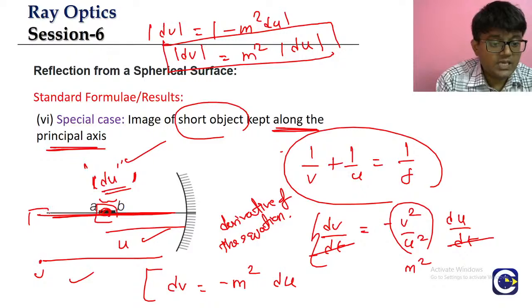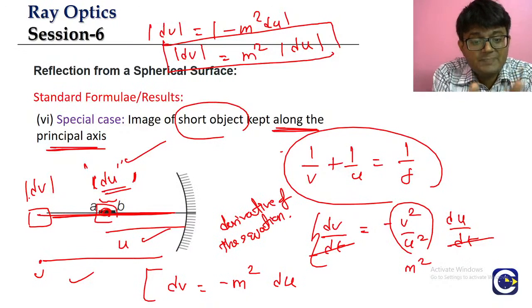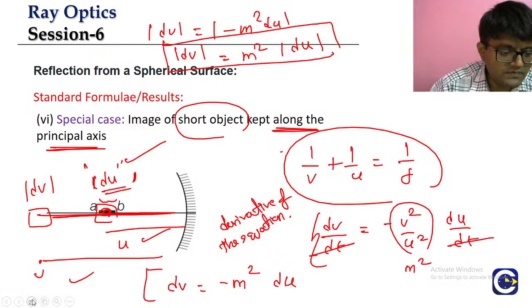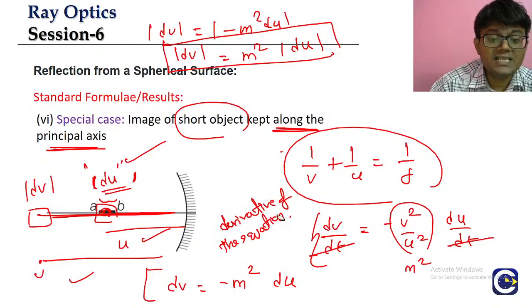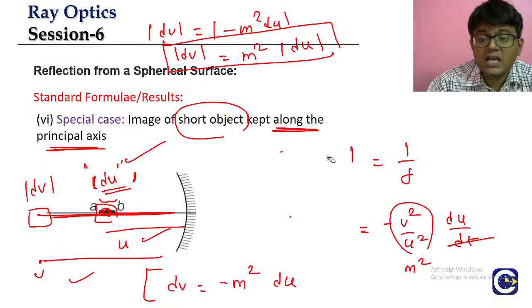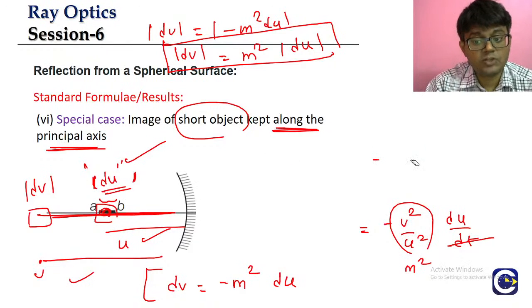In the same way, the image is formed somewhere. Here the modulus of dv can represent that small spread in the image, which means it represents the length of the image. Remember, guys, this is an extreme approximation. That is what I am saying. This is an extreme approximation.